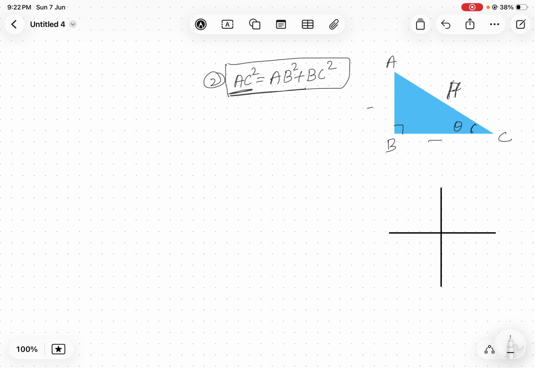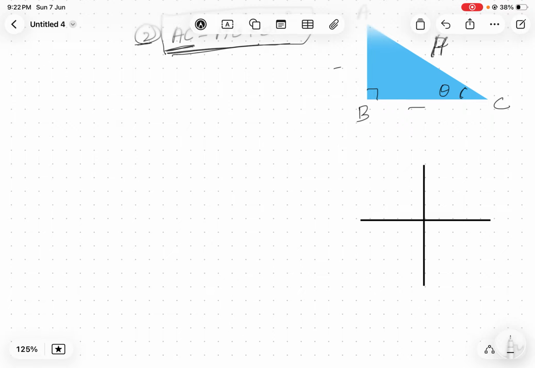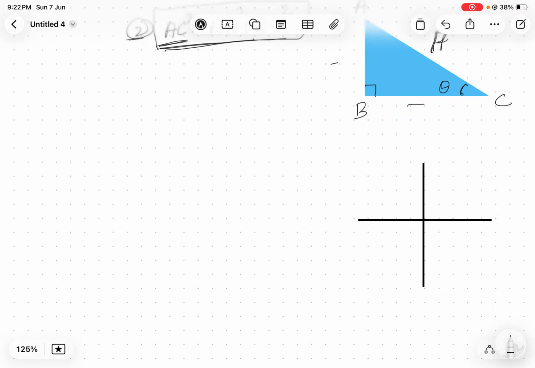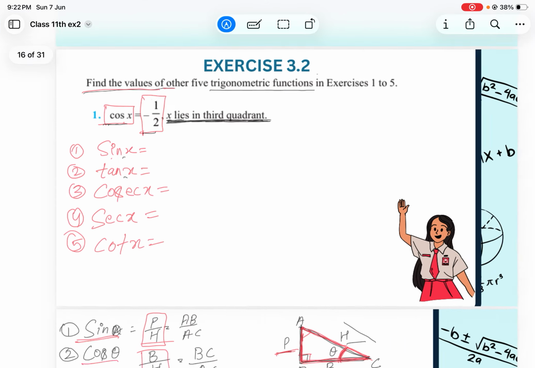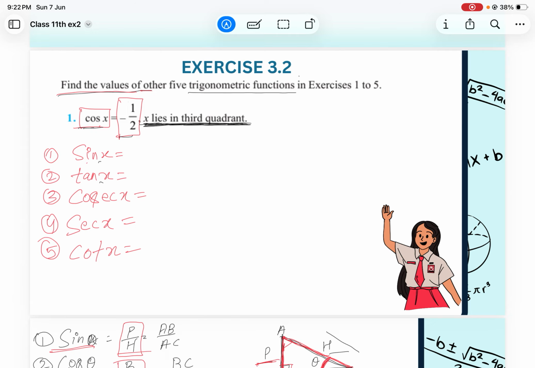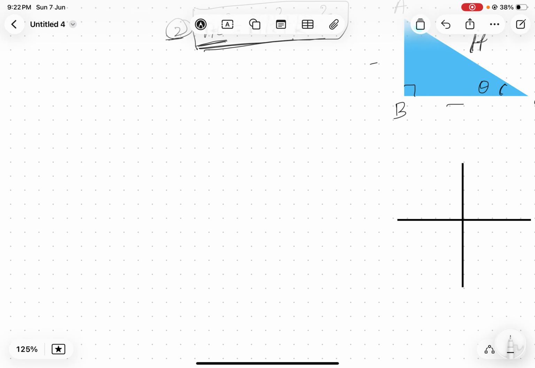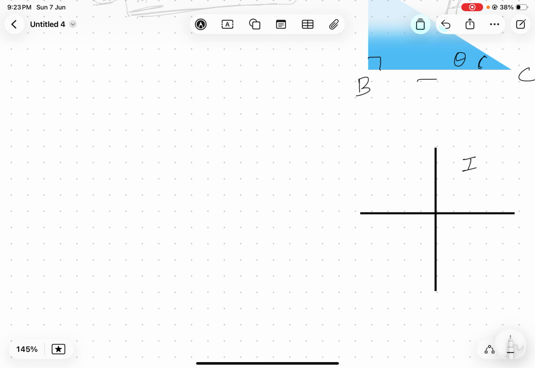So now this is the second thing that you have to remember. First, trigonometric functions, that is sin, cos, tan, cosec, sec, cot, right? Second thing is this Pythagoras, and third thing: what is the meaning of saying that x lies in the third quadrant? See, this is the first quadrant, this is the second quadrant, this is the third quadrant, and this is the fourth quadrant, right? So x is in third quadrant.